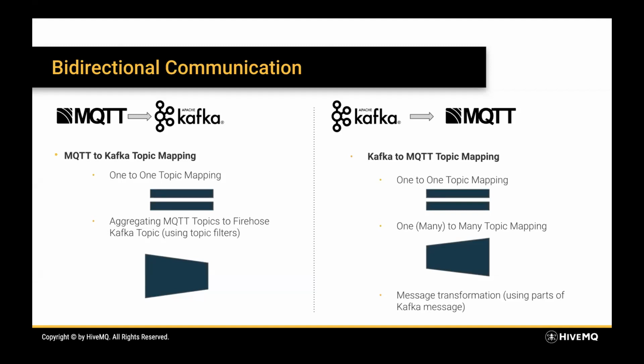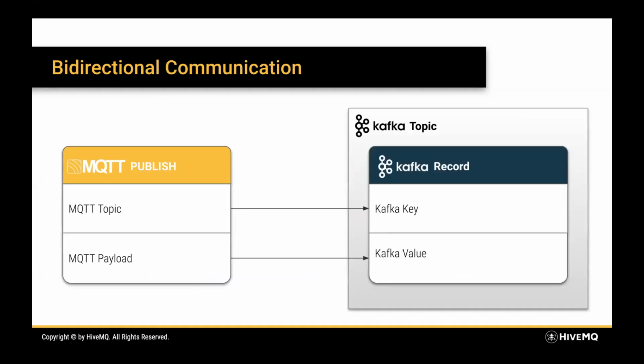If you have a closer look at the other way, the Kafka to MQTT way, you can also do a one-to-one topic mapping. That is possible, but you also can do more. You can have a one-to-many topic mapping or a many-to-many topic mapping. So you're very, very flexible here in what you want to do. And you also have here the possibility to transform messages. So that means using parts of the Kafka message to create the MQTT publish. And we will have a closer look here.